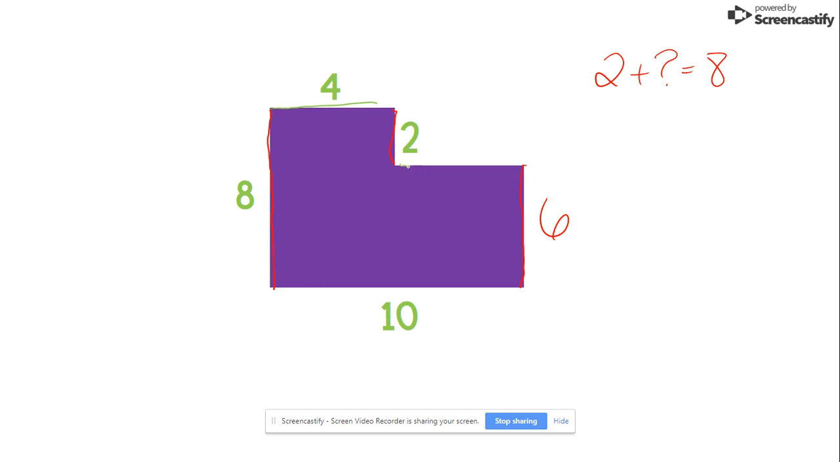I'm going to do the same thing and trace my horizontal side lengths. I have 4, blank, and 10. My two smaller side lengths are going to add to give me my longest. So 4 plus blank equals 10. And I know that that side is going to be 6.